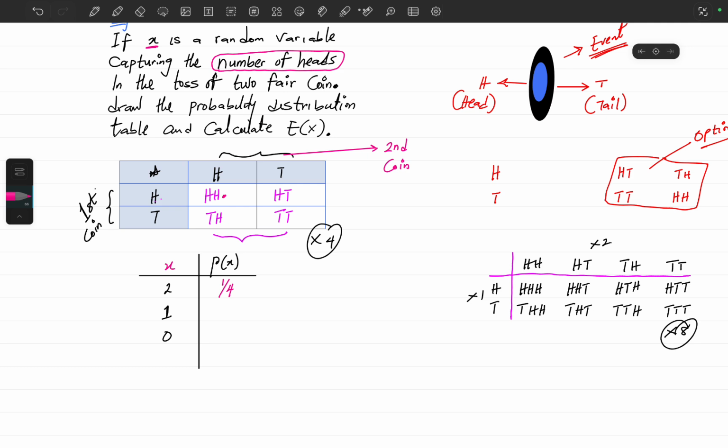Sorry, those that have 1 head, that's 1, 2. 2 people have 1 head out of 4. So we have 2 out of 4. Then no head at all is also 1 out of 4.